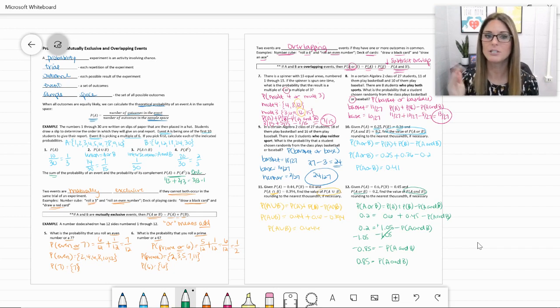And then those last 3, we just hyper focus on the formula, making sure that you can recognize some of those notations, the union or the intersection symbol, which can also be interchanged with and or. So make sure you're practicing that.